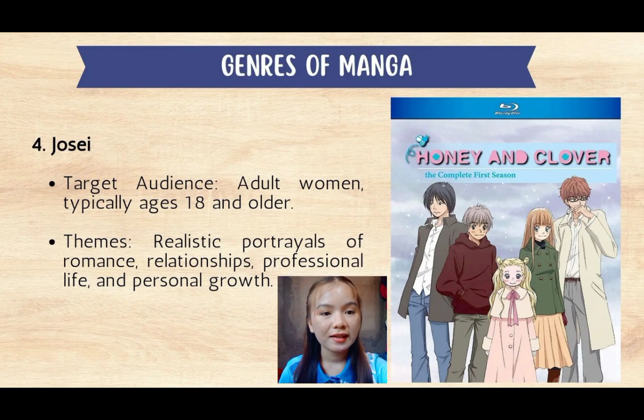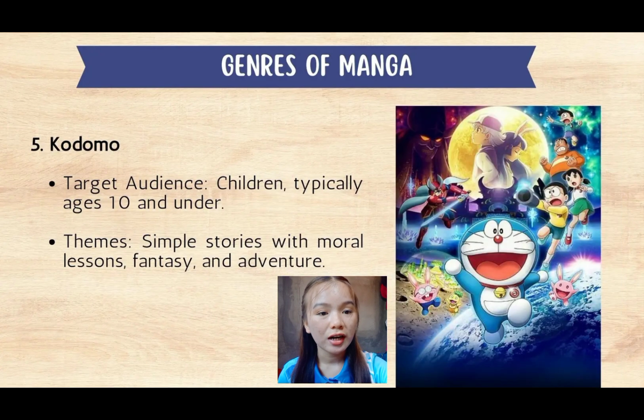So next is the famous one, the kodomo. The target audience of kodomo is children, typically ages 10 and under. The themes are simple stories with moral lessons, fantasy and adventure, often focusing on friendship and teamwork. The most common example is Doraemon. All of us probably watched Doraemon, since it was commonly on TV when we were young. Other famous examples are Pokemon, Yokai Watch, and Anpanman.